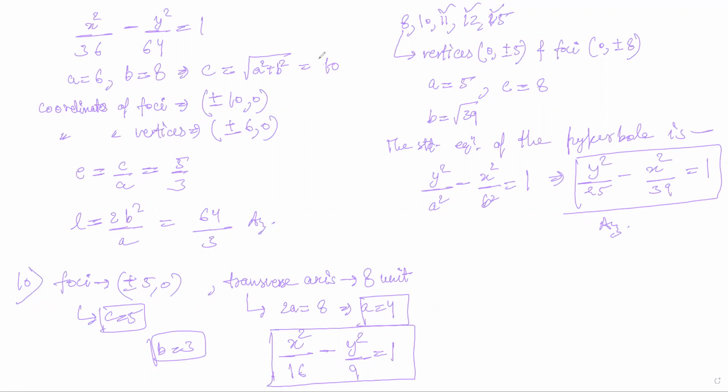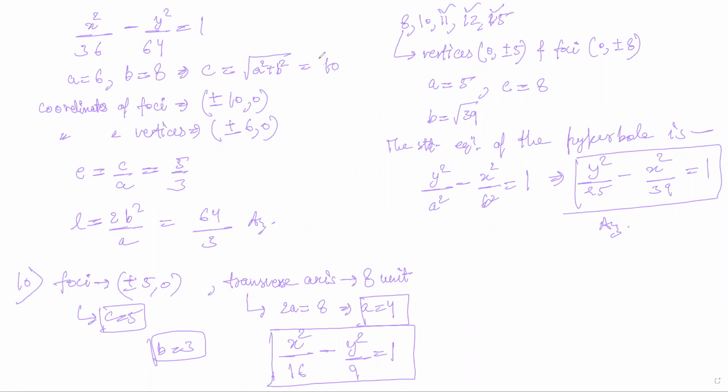And when the transverse axis is the y-axis, what kind of equation do we have? Y square by a square minus x square by b square. Correct. And another piece of information is that foci is 0, comma plus minus 13. So you have the value of C, C is 13. And now you have the conjugate axis length is 24. So B is 12, right? B is 12, C is 13.